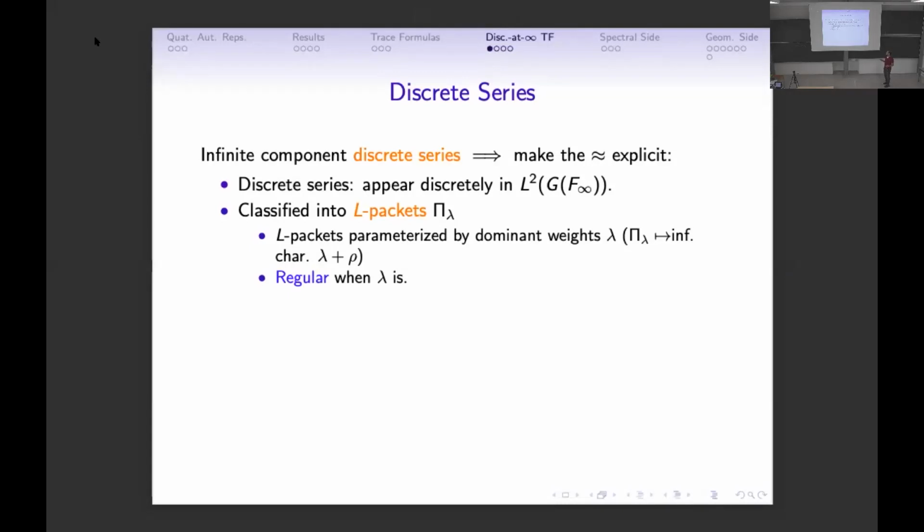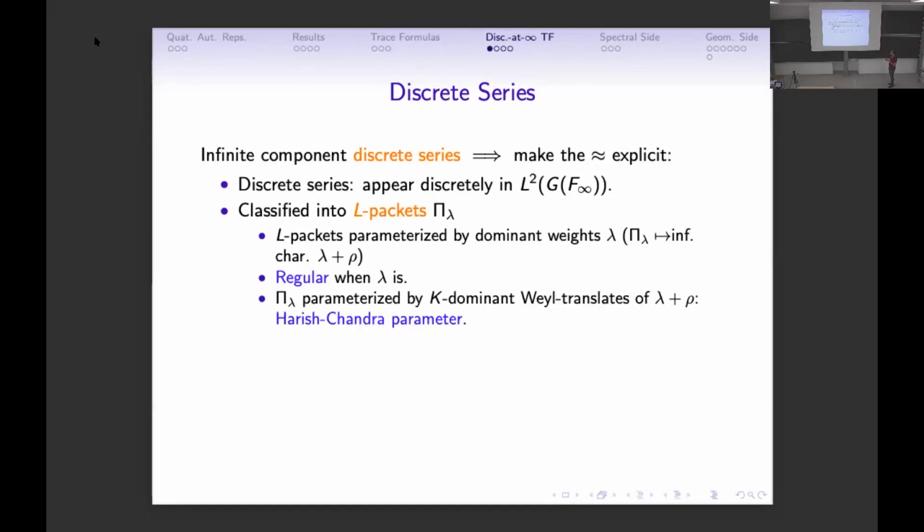We say that the L-packet is regular, and the discrete series are regular, when lambda is, so when the infinitesimal character minus rho is regular. Within each specific pi lambda, the representations are parameterized by maximal compact dominant Weyl translates of the infinitesimal character. We call this the Harish-Chandra parameter of the discrete series. For G2, the maximal compact has a Weyl group of size 4, and G2 has a Weyl group of size 12, so there are 3 representations inside each L-packet.